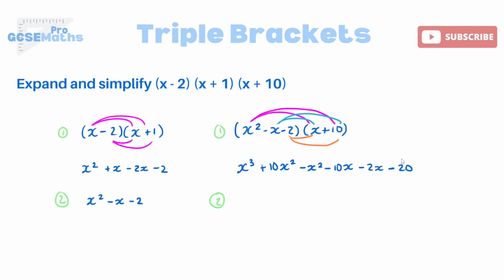And again, you can see everything is in order. So it's effectively in descending order, isn't it, in terms of powers of x? And my like terms are next to each other. So x cubed overall. We've got 10x squared minus x squared, so that's plus 9x squared. We've got minus 10. Ignore that my line kind of cuts that in half. It is negative 10x, isn't it? Negative 10x, take away another 2x, so that would be negative 12x, and then just negative 20 overall. So x cubed plus 9x squared minus 12x minus 20.